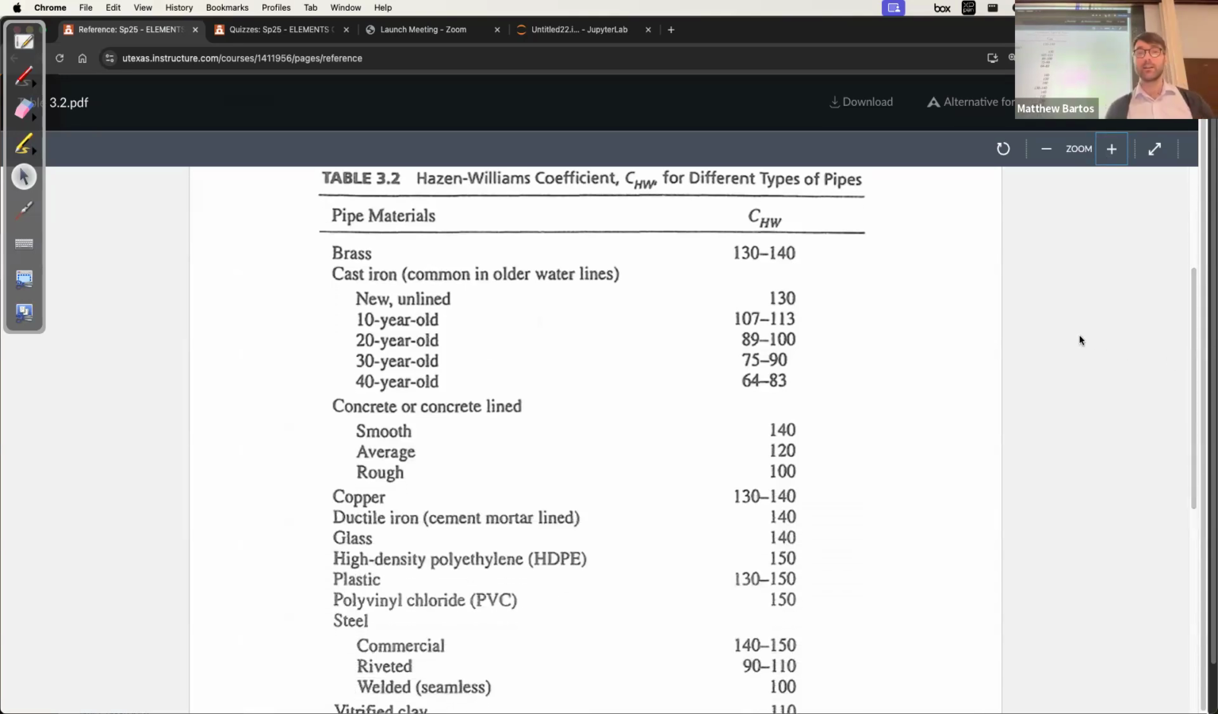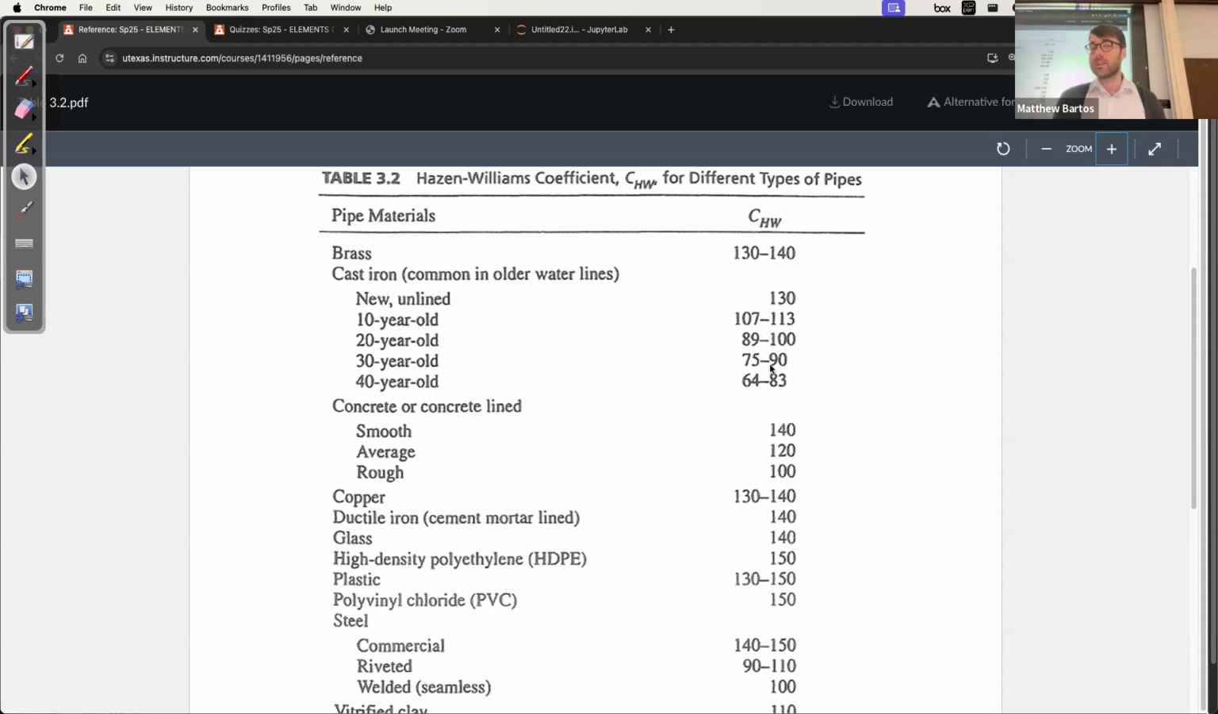Okay, and we have cast iron. So note that the Hazen-Williams coefficient varies quite a bit for cast iron. For new cast iron, it's going to be about 130. For 10-year-old cast iron, it varies from 107 to 113. And then for 40-year-old cast iron, it's going to be 64 to 83. So just based on these descriptions here, does a lower Hazen-Williams coefficient correspond to a more rough or less rough pipe? More rough. So the lower the Hazen-Williams coefficient is, the more rough the pipe is.